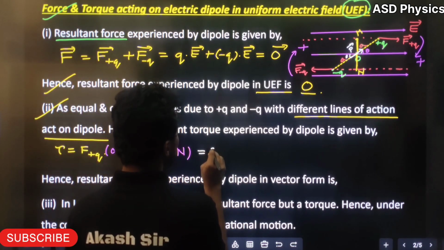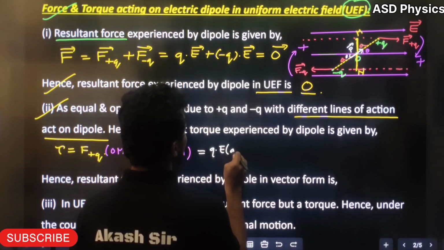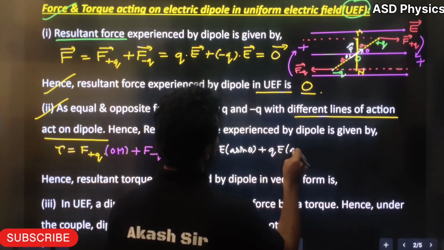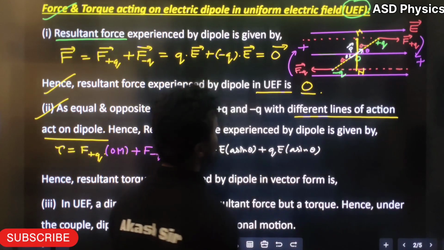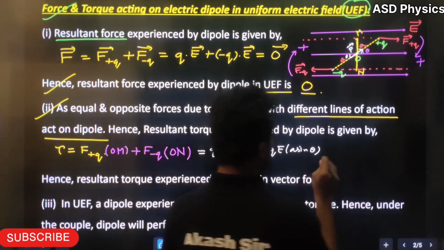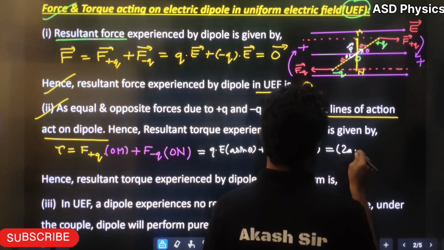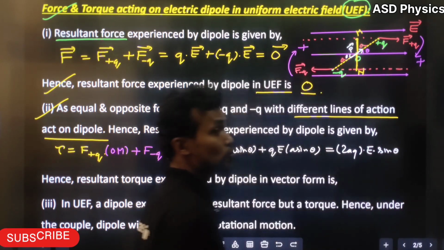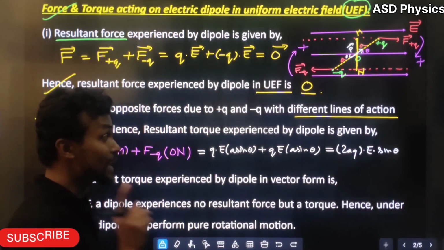So force on plus Q, meaning magnitude Q into E, times A sin theta, plus again QE A sin theta, because both the torques are in which direction? Same direction. So when we simplify this, it will come here 2AQ into E sin theta. And students, what is 2AQ? That is the dipole moment.